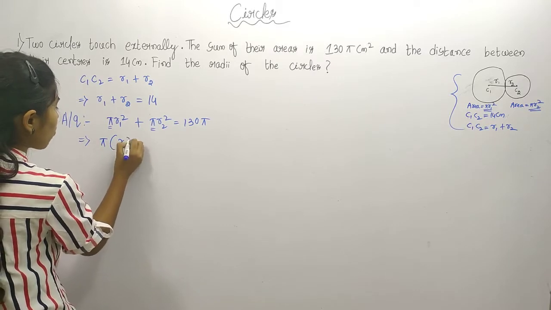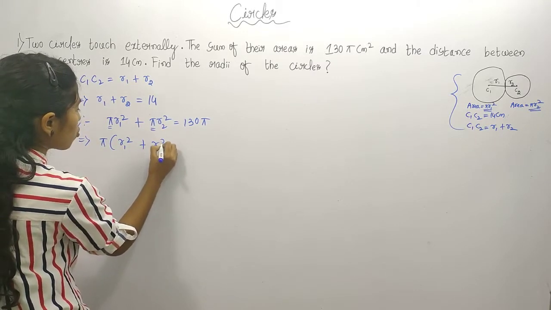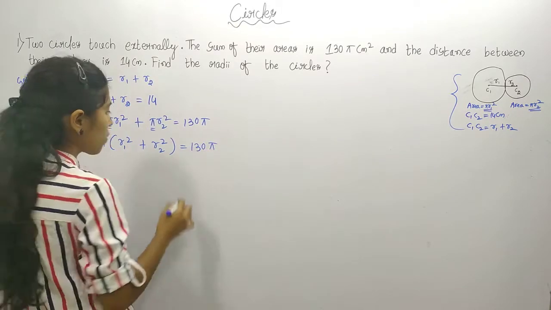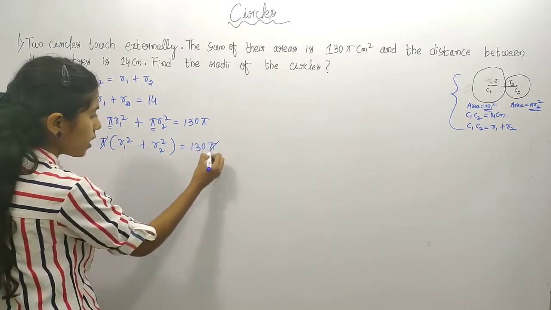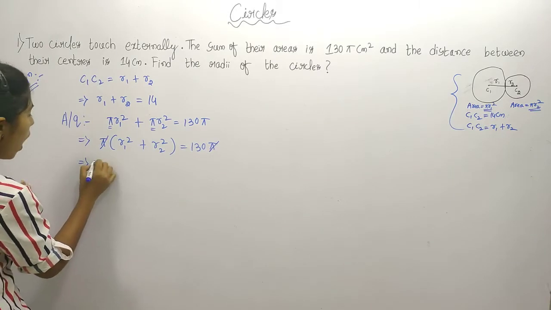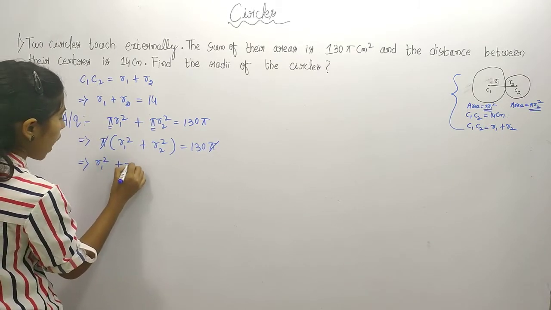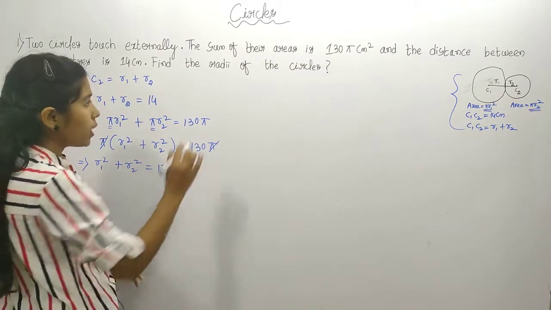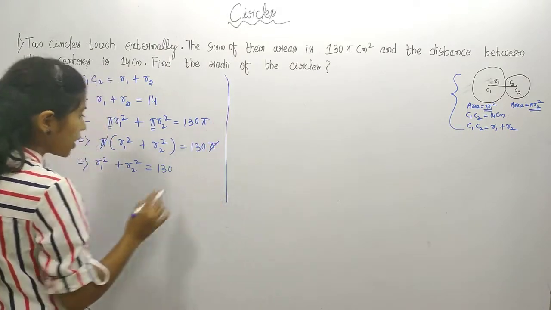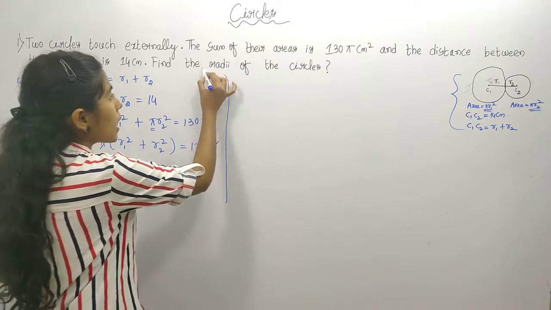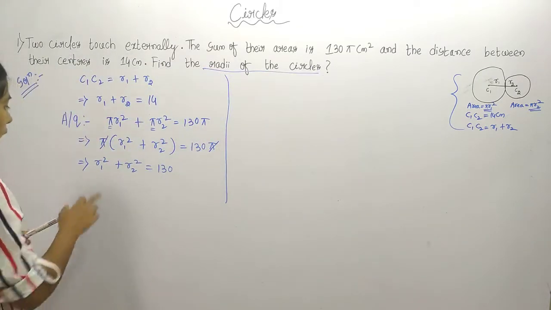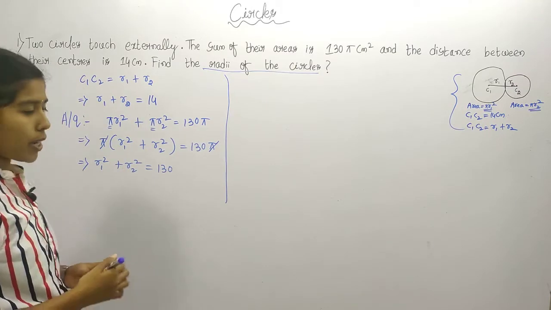So r1 square plus r2 square equals 130 pi. Now we can cancel pi. So what it came? r1 square plus r2 square equals 130. Next, you see we have to find the radii of these circles. So how will we find? Here you see r1 square plus r2 square equals 130.